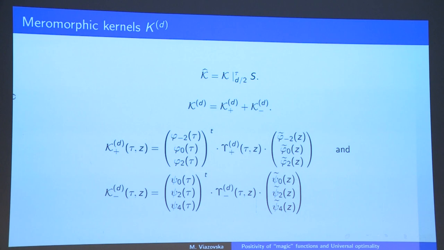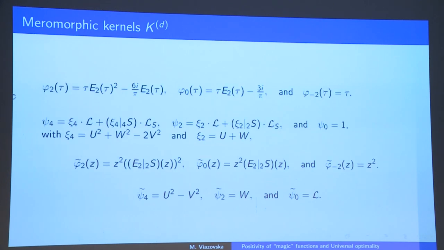And what is here in the middle? In the middle, we have a 3x3 matrix, which I will also give in two slides from now. Here are the functions phi 2, phi 0, phi minus 2. They come from the world of quasi-modular forms.